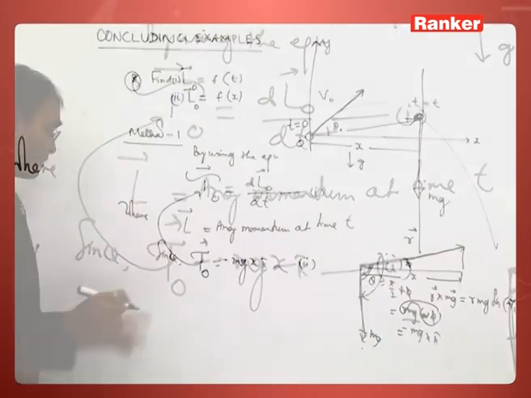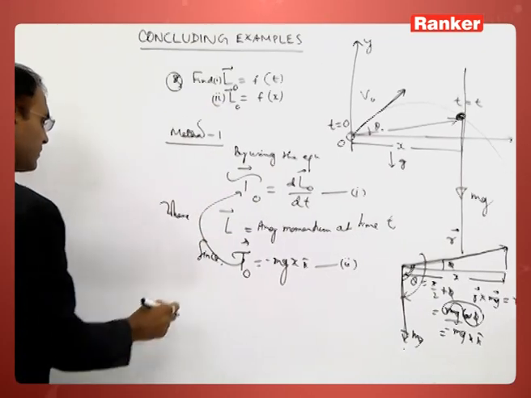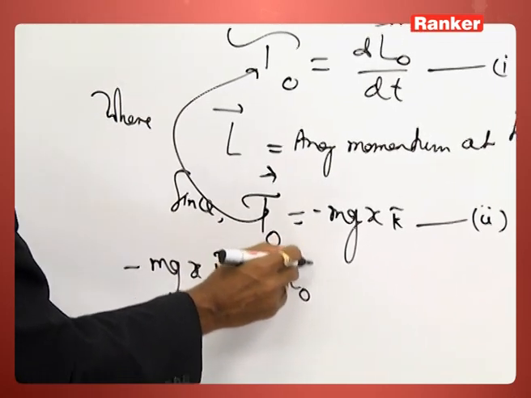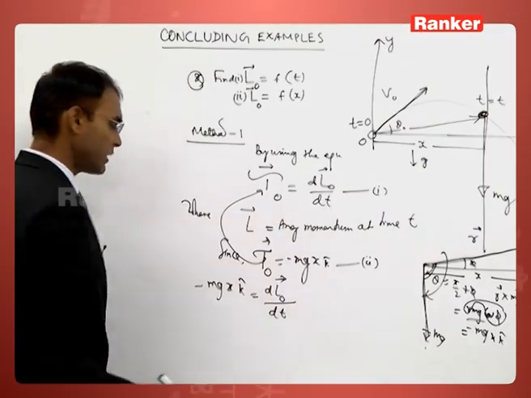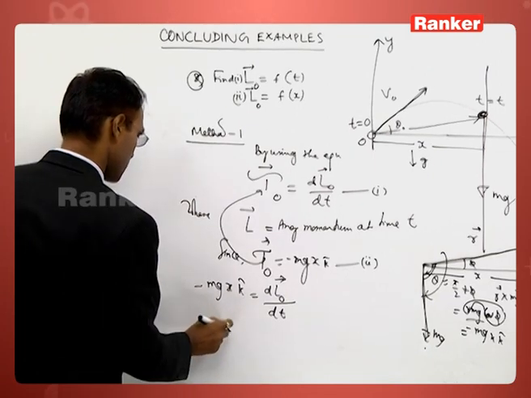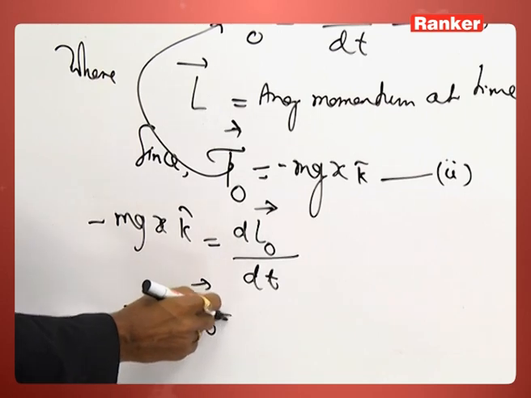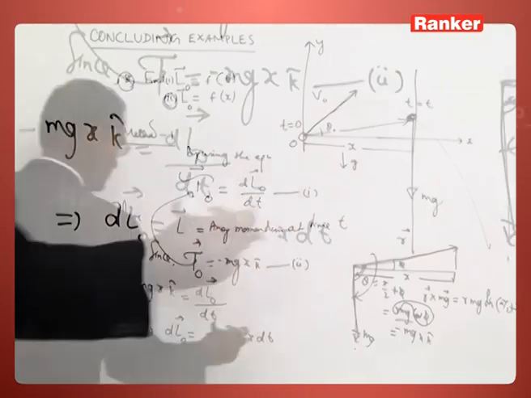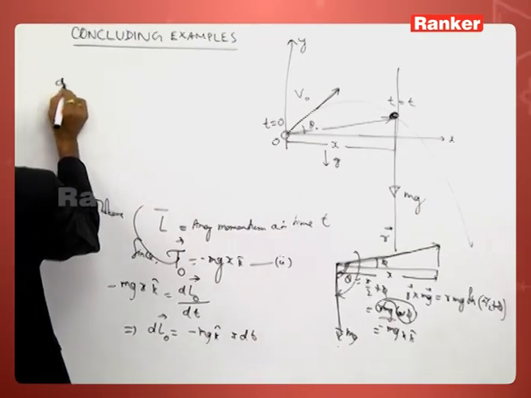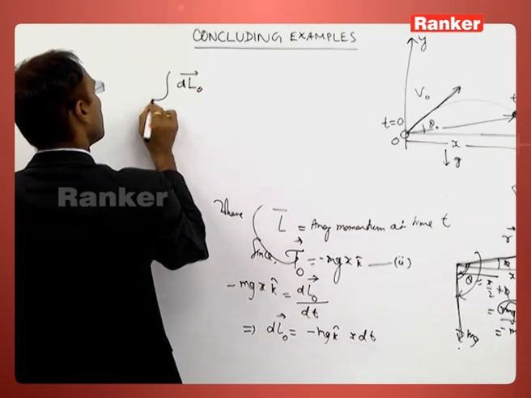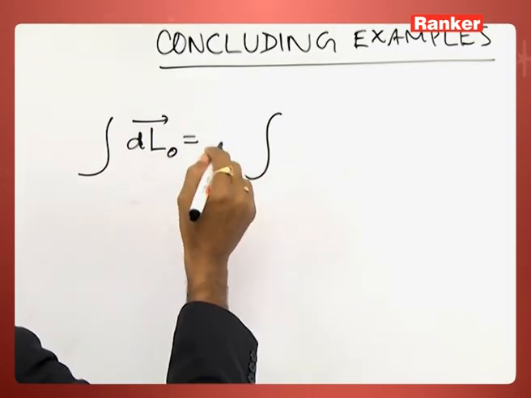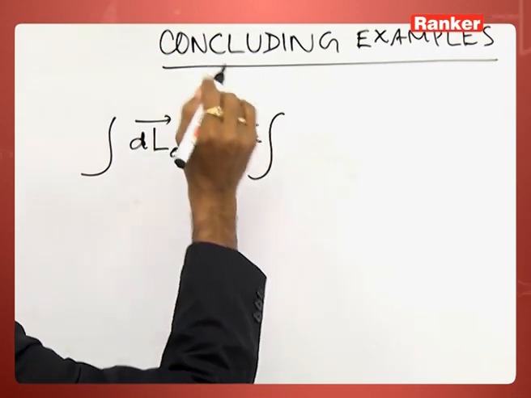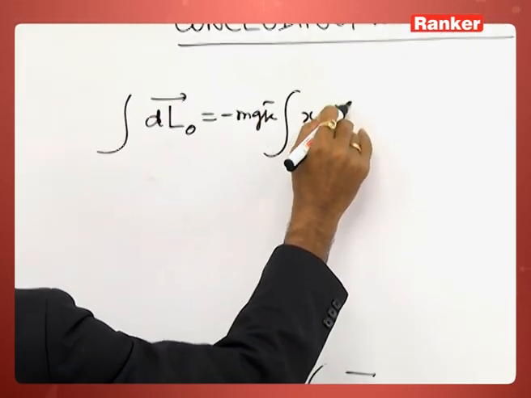Substituting tau from equation 2 in equation 1, we get minus mg x k cap is equal to rate of change of angular momentum of the particle with respect to O. This gives us dLO is equal to minus mg x k cap dt. Let us integrate both sides. The integration of dLO is equal to minus mg k cap vector x dt.